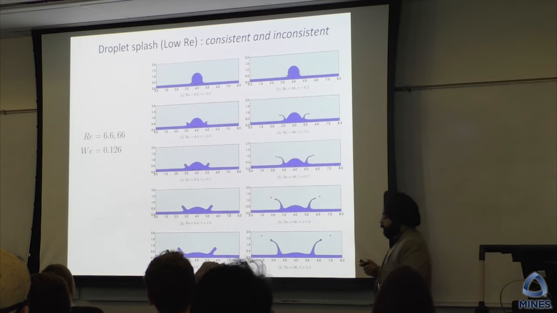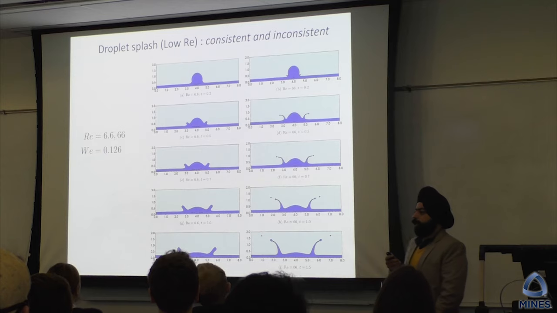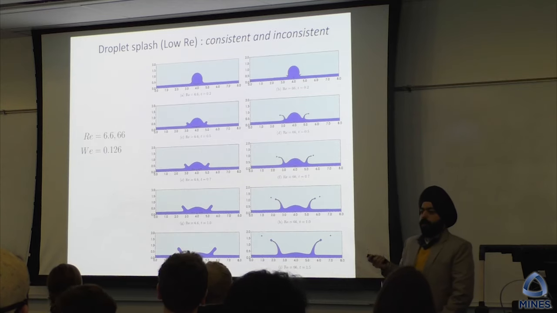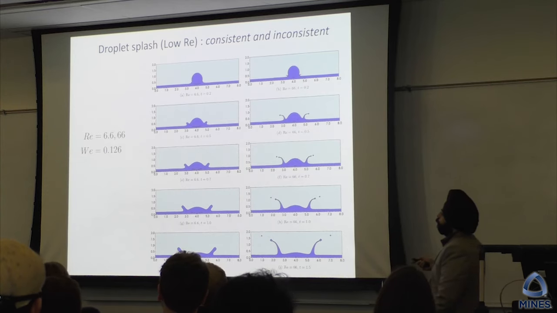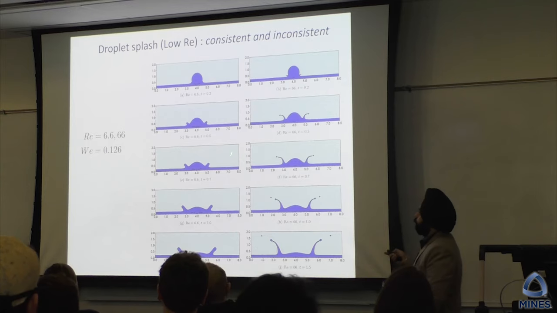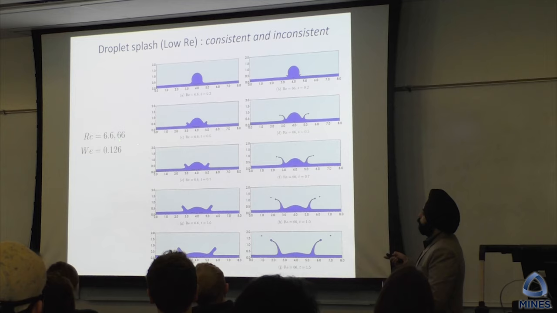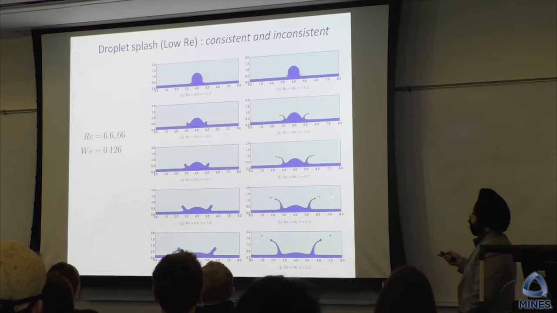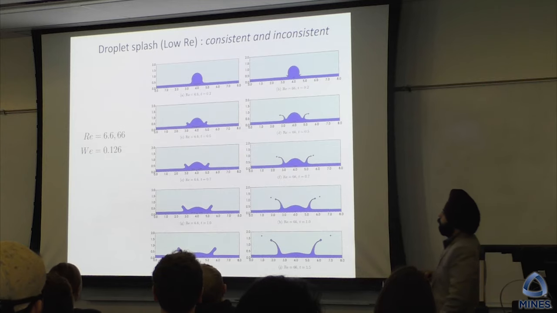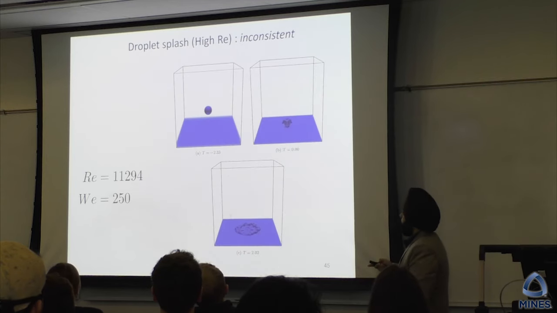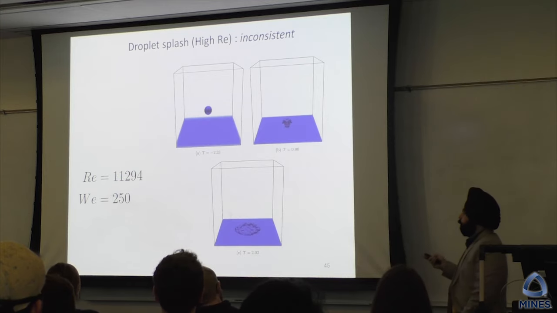One interesting thing is that even your inconsistent transport can produce consistent physical results even at high density ratios. But the condition is that your Reynolds number and your Weber number have to be small. So this is a droplet impinging on a pool of liquid at Reynolds number 6.6 and 66. And we get pretty physical deformations and spreading of the liquid, and the schemes remain stable. But for high Reynolds number and high Weber number, you see all these unphysical results.